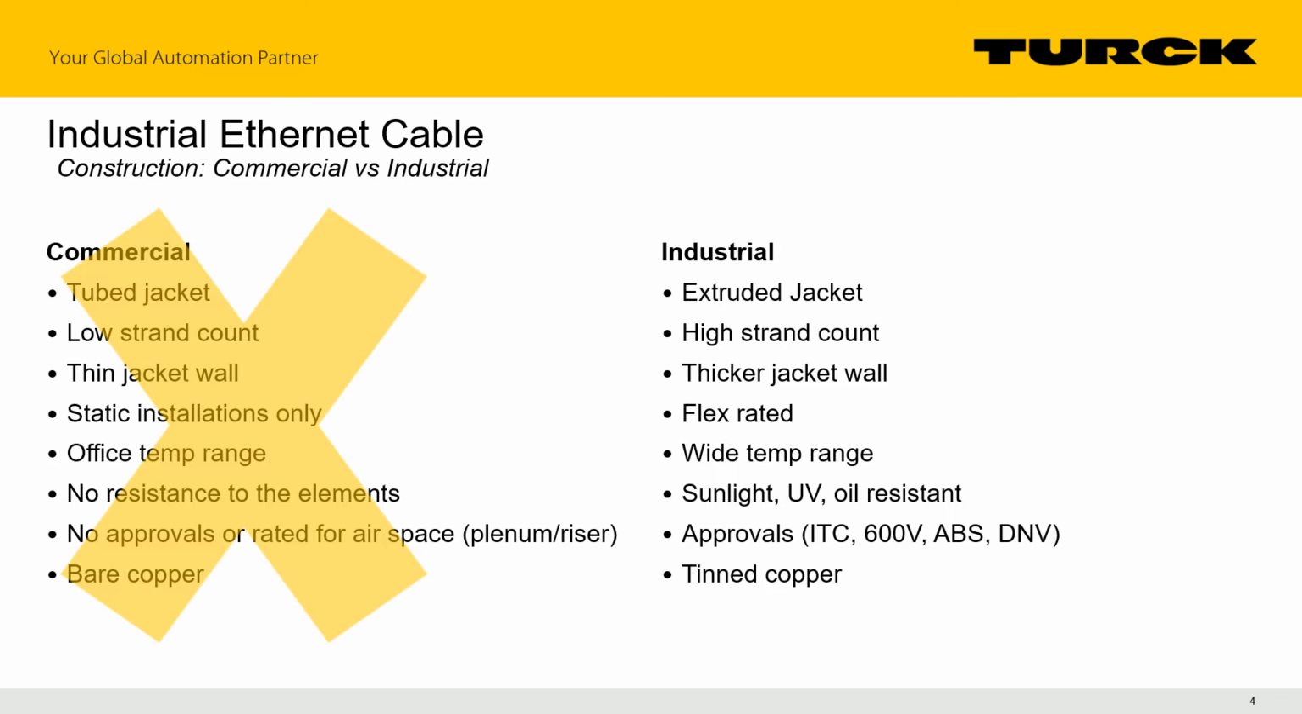Industrial Ethernet has a higher strand count, which allows for flexing and minimizes opportunity for conductors breaking. Additionally, conductors are tinned to prevent corrosion. Industrial Ethernet has a wider temp range to accommodate indoor and outdoor use, along with resistance to UV, oils, and chemicals. And it has approvals that actually apply to the industrial setting, such as tray ratings, 600-volt ratings, even marine shipboard approvals.